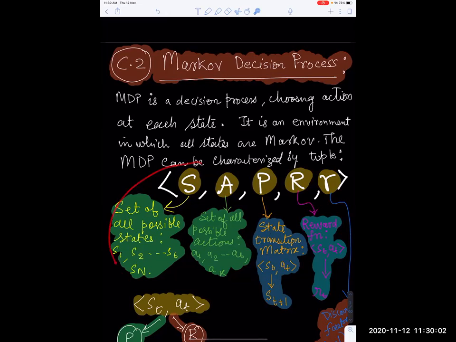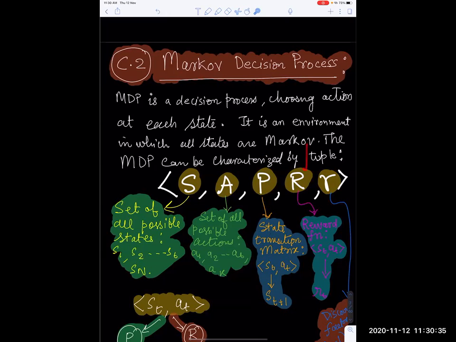So given these states, at each state there is a certain set of possible actions that you can take. Then there is a transition probability matrix, which means that at state st, if you have taken action at, then with what probability you are going to be in this state. So this transition probability is going to tell you that if you give me the current state and the action, I can tell you which state you can go to. So that's the transition probability.